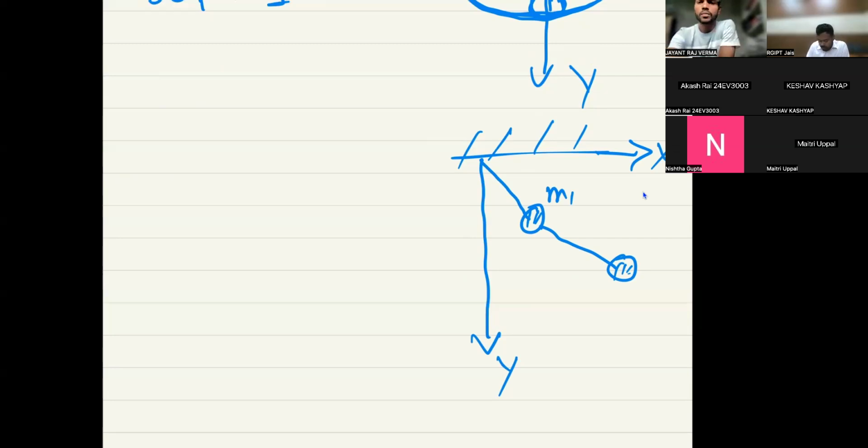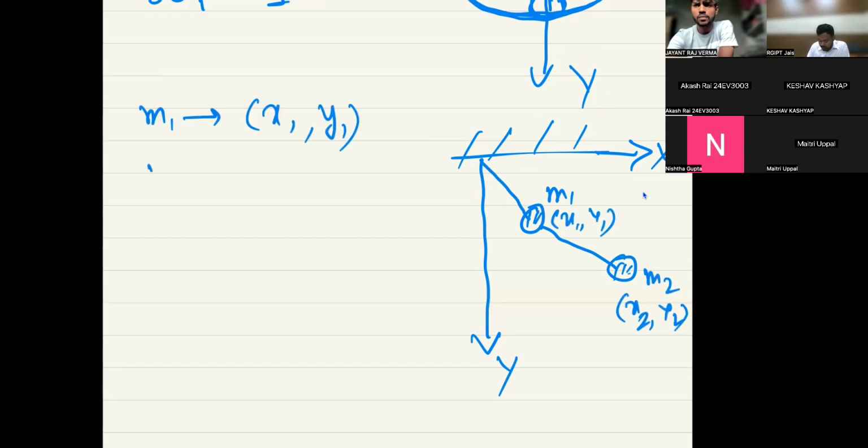For m1, the position of m1 you can represent by, let's say, coordinates x1 and y1. Similarly, mass m2 you can represent by x2 and y2. But is there any relation between x1, y1 and x2, y2? Let's say these lengths L1 and L2 are fixed. How many coordinates do you need in this case then? One. In this case, let's say this angle is theta.